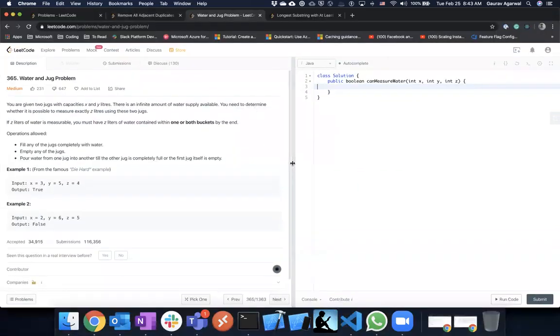So the next problem is the water and jug problem. We are given two jugs, they call them buckets here. One jug has a capacity of 3 liters, the second one has a capacity of 5 liters. Using these two jugs, we have to determine if we can measure 4 liters of water.